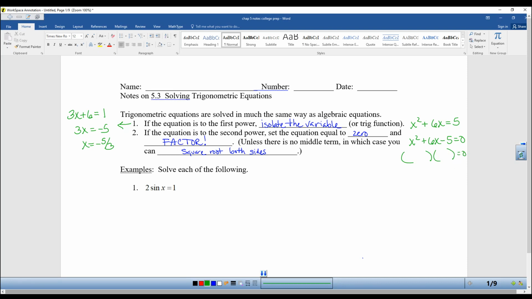Now, if you can't factor, you are going to have to use the quadratic equation on an algebraic expression. Fortunately, I won't give you anything that difficult in trig. It does exist, but we won't have to do them here.